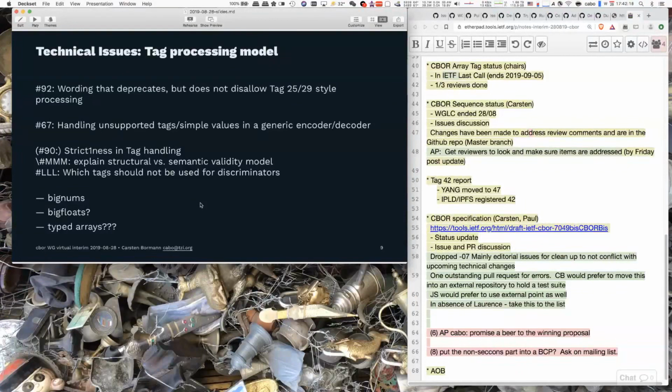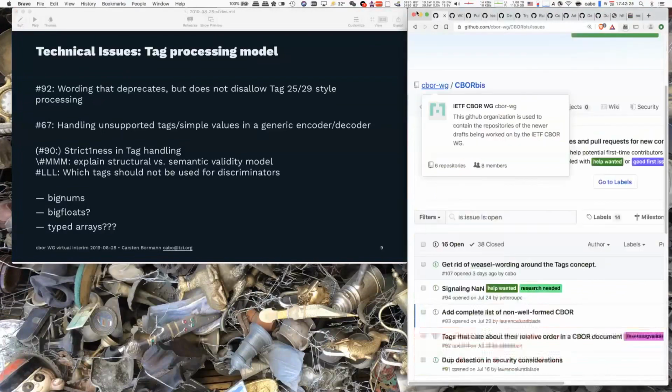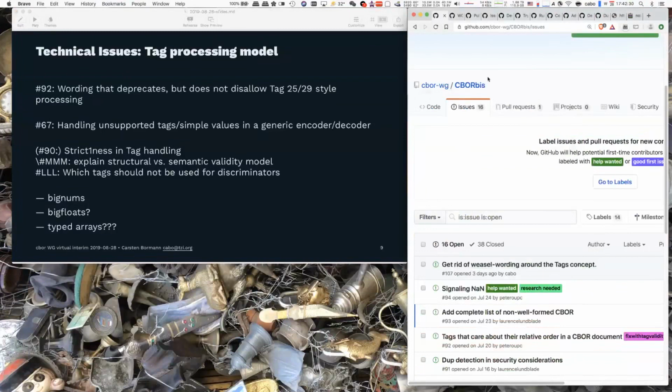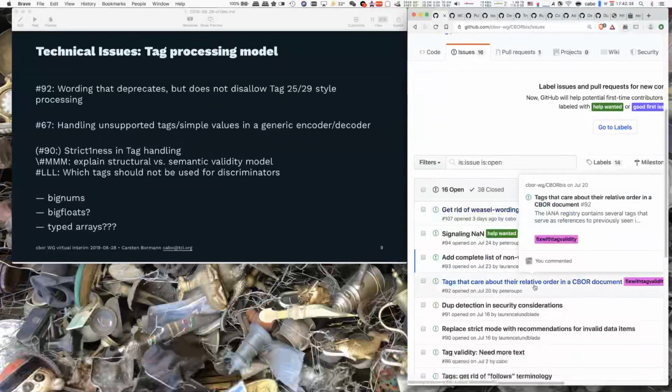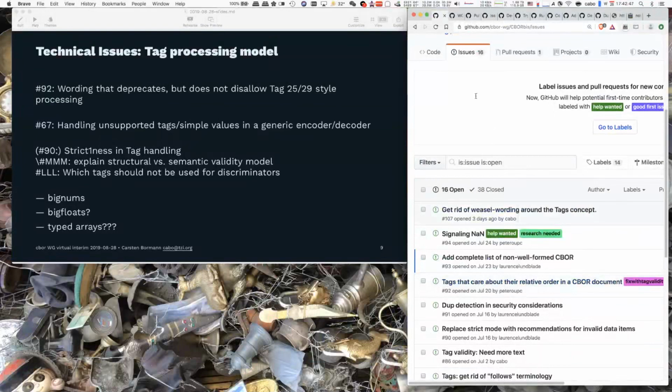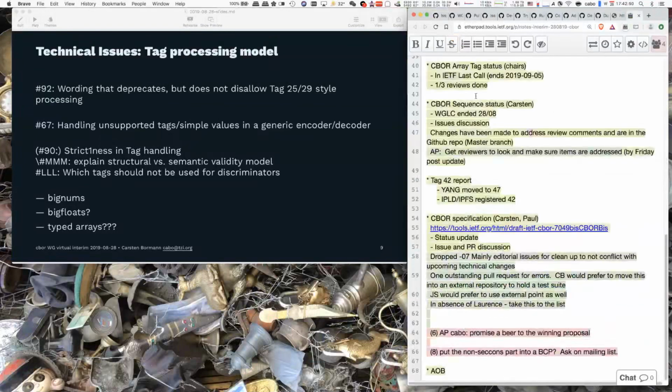It seems to me that for 92, a good place to put that is in the expert review instructions. Can you say that again? A good place to put issue 92 would be in the expert review instructions. Good point. Yes. Yeah. I'd have to think about 90.